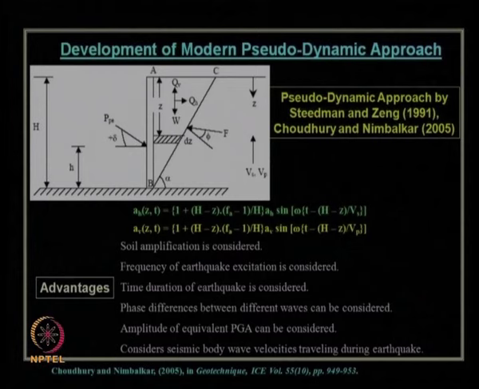Now, let us move forward and talk about the development of the modern pseudo-dynamic approach. The pseudo-dynamic approach was originally proposed by Steedman and Zeng in 1991, which has been further modified, and a generalized solution for the pseudo-dynamic approach was given by Choudhury and Nimbalkar in 2005 for the first time. So, what is the pseudo-dynamic method? Let us look at this problem.